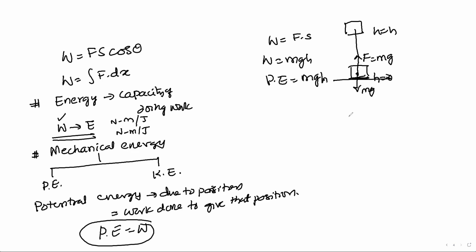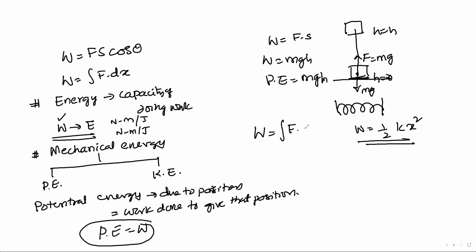Similarly, I want to compress a spring. What is the work done to compress the spring? Half kx square. This is nothing but potential energy stored in the spring. In general, potential energy means, you remember this, integration of F dot dx. This is for variable force. And this is nothing but potential energy.